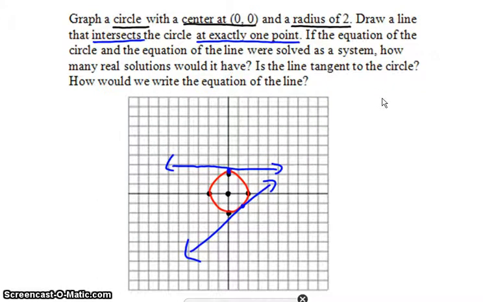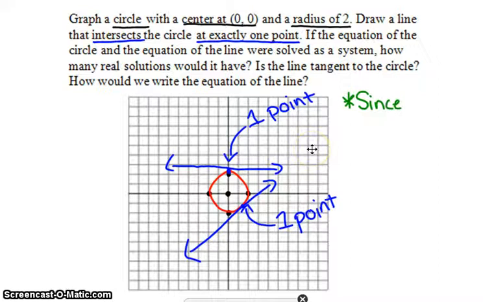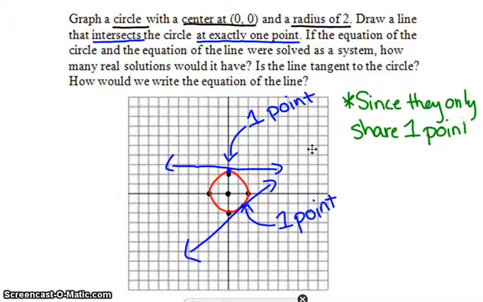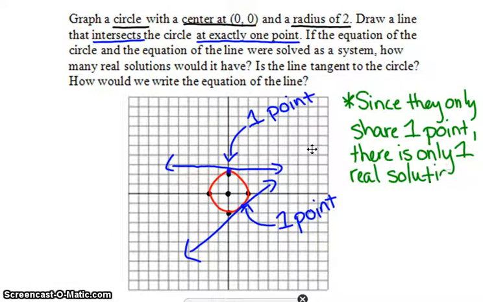So now it says if the equation of the circle and the equation of the line were solved as a system, how many real solutions would it have? So we're looking for graphically how many times they're going to touch. So if we're talking about the red circle on the top blue line, it only touches one time. If we're talking about the circle on the bottom blue line, it only touches one time. So if you think about it, since these only touch it in one space, it's only got one real solution. And that's it. So let me catch up with my writing here. So just to kind of paraphrase, since they only share one point, there is only one real solution here.